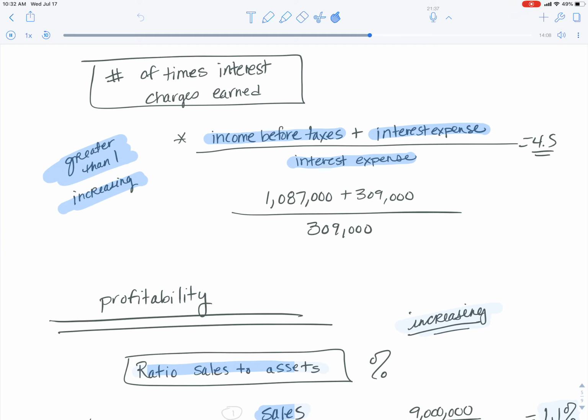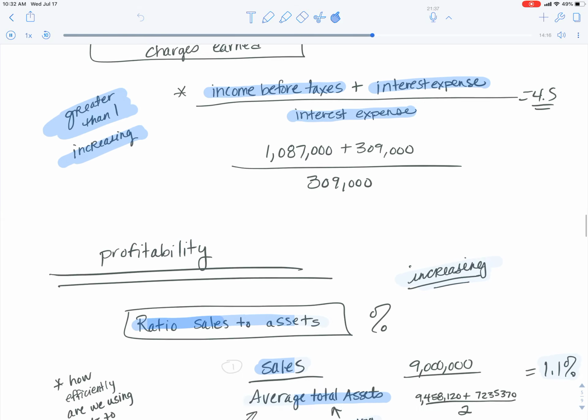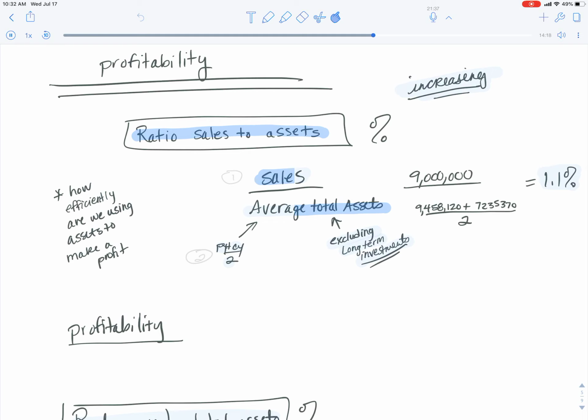So that wraps up all of our solvency and liquidity formulas. Now we're going to move on to profitability. Profitability, start off with ratio sales to assets. And this is where we're really assessing our effectiveness to use our assets to make money. So we're going to divide our sales by our average total assets. But when we take the average of our total assets, we're going to exclude any long-term investments.